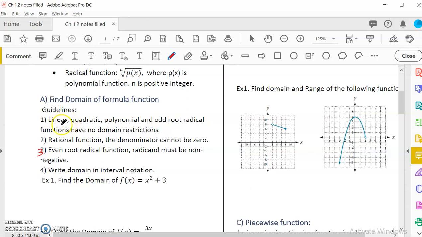If the function is a linear, quadratic, or polynomial function, or an odd root radical function, they have no domain restriction. Odd root means when you see the radical, this n is an odd number. We call it the index. So if it's a cube root or a fifth root, that is called an odd root radical function. That means their domain is negative infinity to infinity. This is the interval notation of a set of numbers.